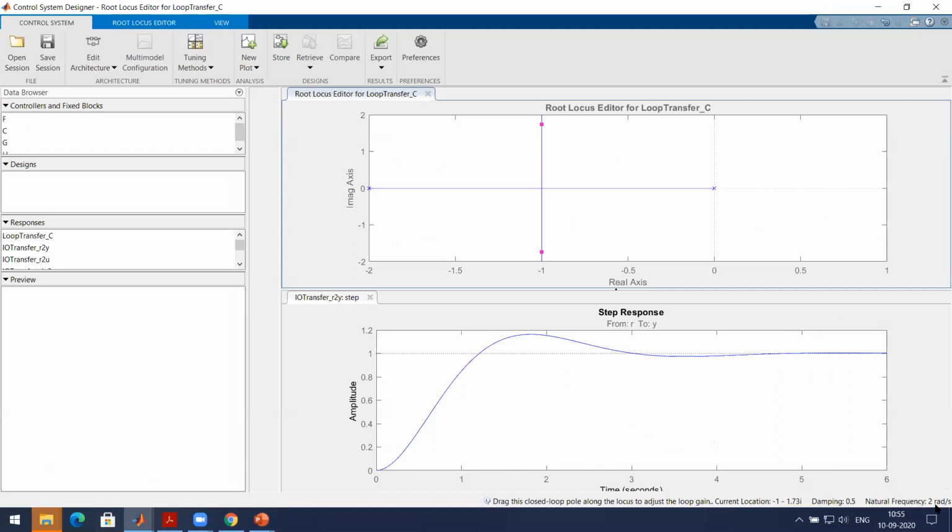Okay, so what is this current location? What do you mean by current location?